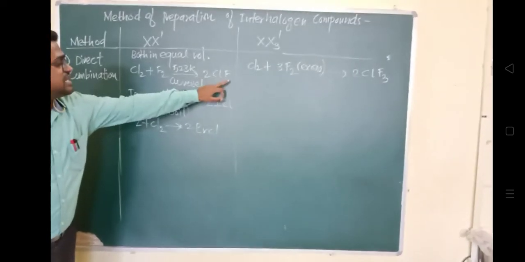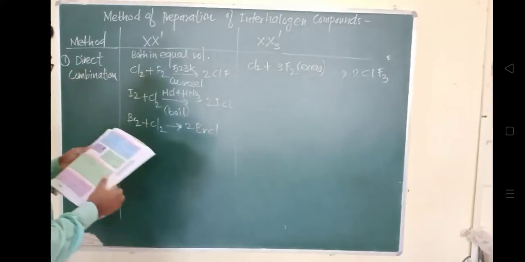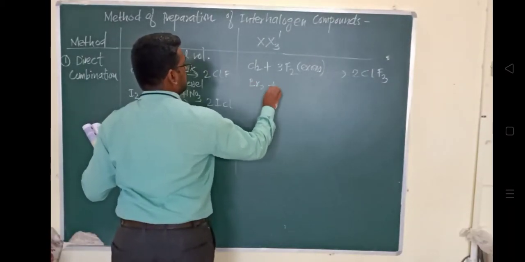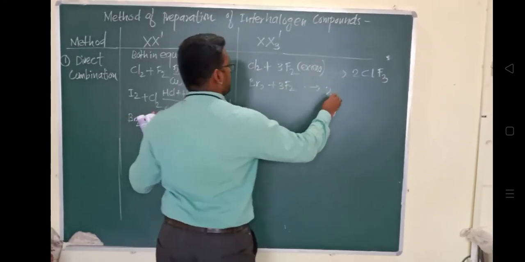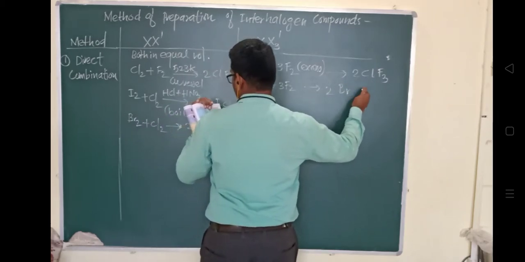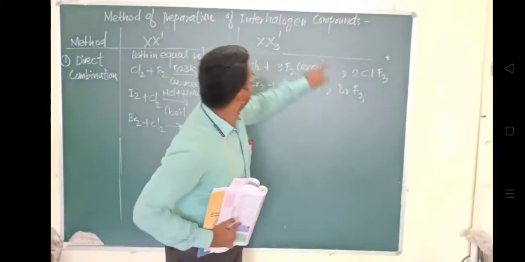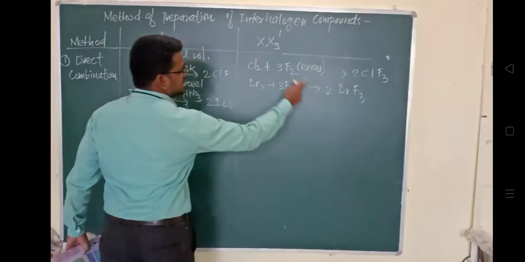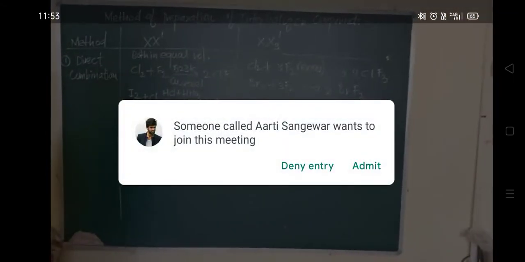Another example is Br2 plus 3 F2. Here it will form 2 BrF3. You can check this BrF3 is in the format X X3 dash, where X is Br and X3 dash is F3. These are known as interhalogen compounds. This is the direct method.